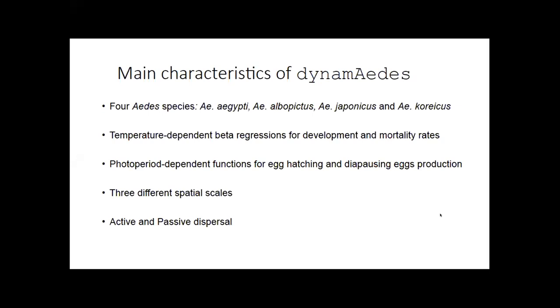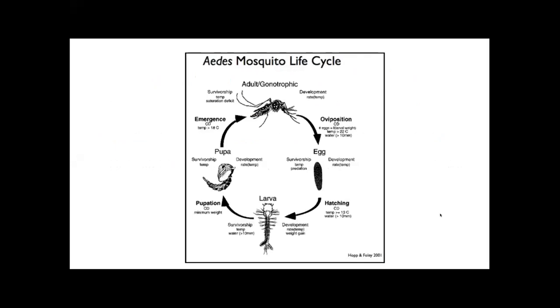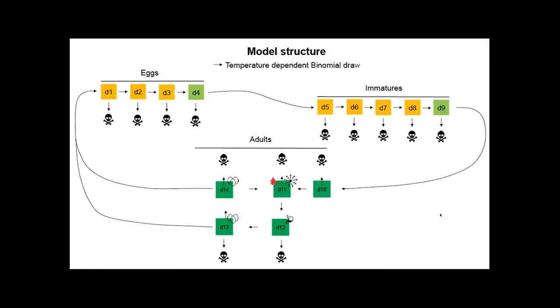dispersal of the mosquitoes. As you know, this mosquito life cycle has four main stages, which are egg, larvae, pupae, and adult. But in order to simplify the life cycle of the mosquito, we consider only three stages, which are egg, immatures, thus merging together larvae and pupae, and adults. And for each of these stages, for each of these compartments, we have several sub-compartments, which take into account the development of the population from egg to adults. And each arrow is a temperature dependent binomial draw informed by those functions I mentioned before that drives the mortality rate of the population from one day to another.